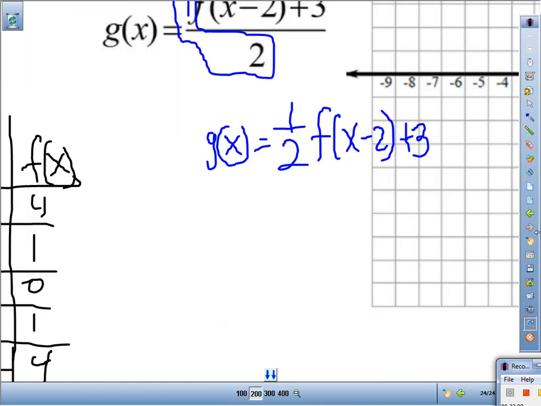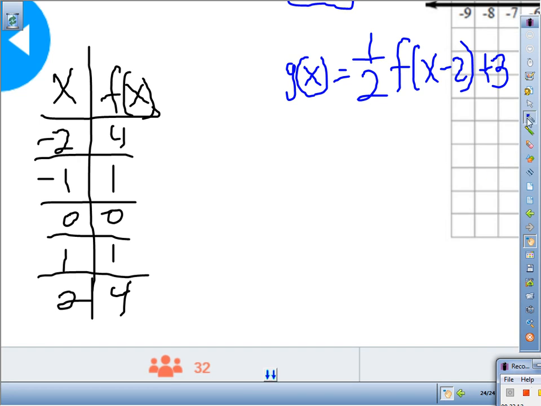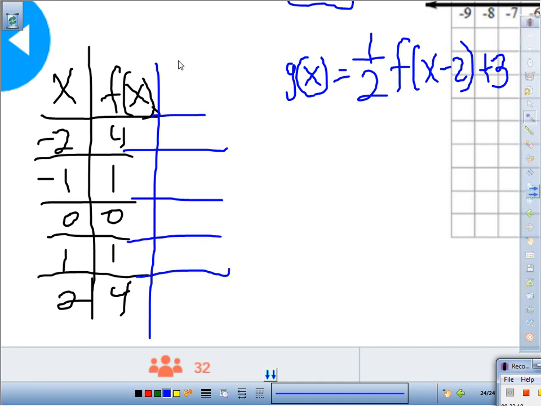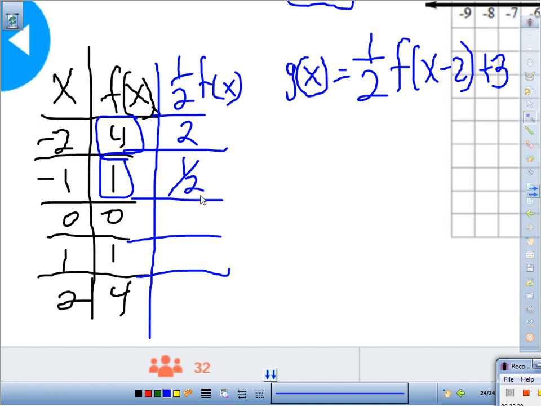So I'm going to zoom in over here, and I'm going to add a column here for that portion. I'm going to label it 1/2 f of x. Okay, so what is f of x here? 4. What is 1/2 of 4? 2. Then we have 1. What is half of 1? 1/2. 0, 1/2, and 2.